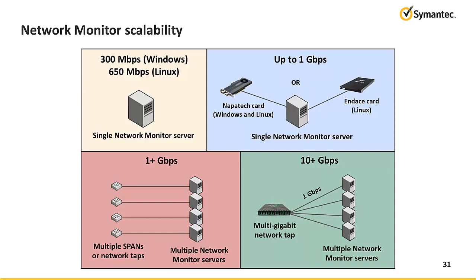Option 1: Deploy multiple network monitor servers and connect each to a separate span or network tap. Each span or tap should be capturing different network traffic than the other spans or taps. Dedicate each network monitor server to monitor a single protocol. For example, focus one network monitor server on handling all SMTP traffic, another on handling all HTTP traffic, and so on. Option 2: for networks with 10 gigabits per second or higher bandwidth, add a multi-gigabit tap to split out traffic to multiple network monitor servers.